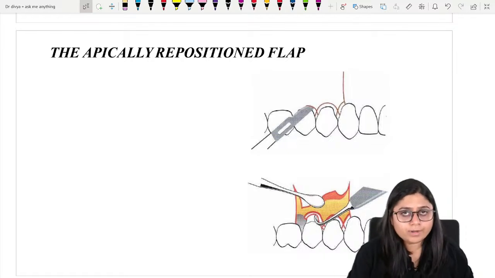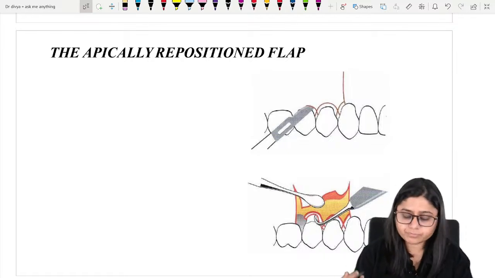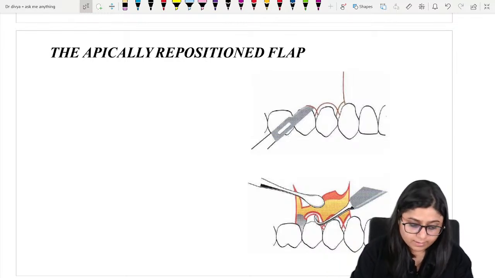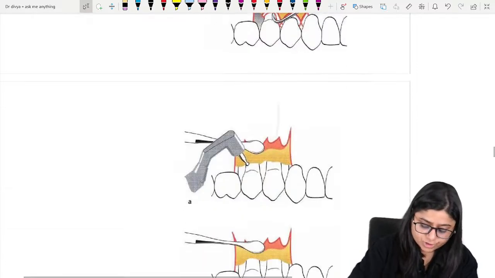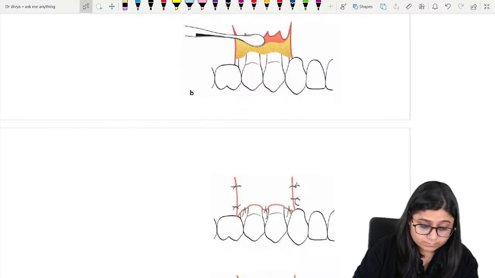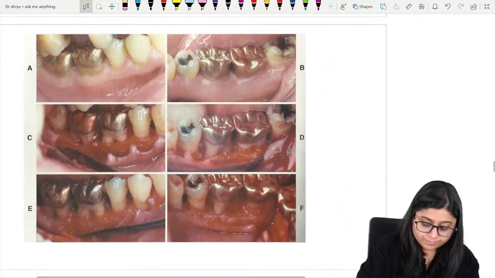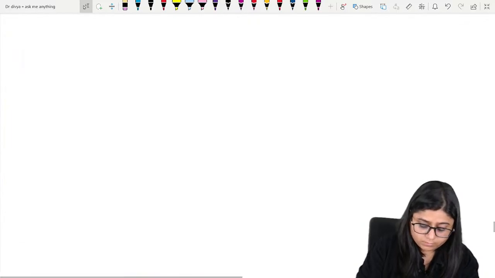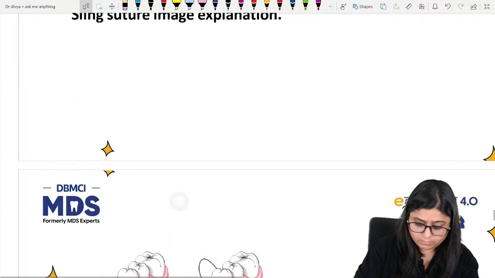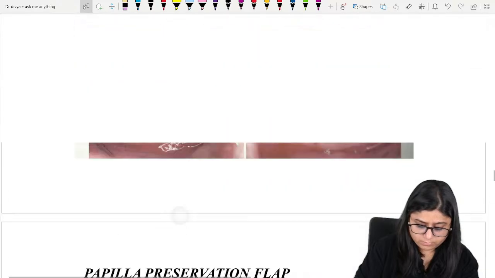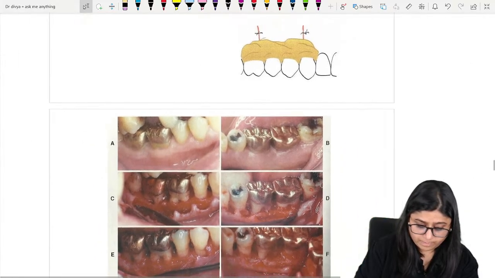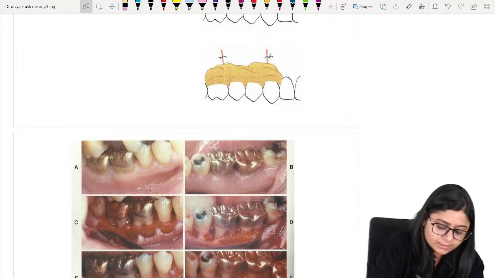Apically positioned flap we have already studied, most commonly used in cases of crown lengthening, right? So in the apically displaced flap, what is done? We are shifting the gingiva in the apical direction, right? So here, this apically repositioned flap, this is important, you must know it.